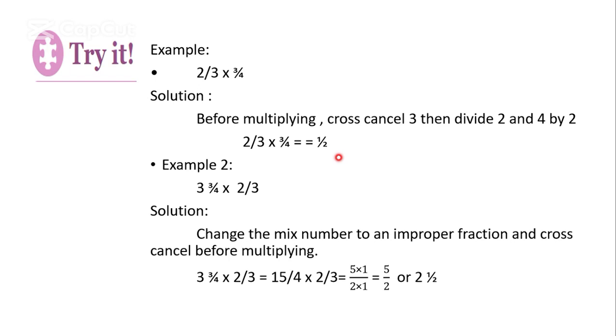Okay, as I said earlier, if you were not to use cross-canceling, you just jump to the third process, multiplying directly the numerators and the denominators. 2 times 3 is 6. You got 6. Then 3 times 4 is equal to 12. 6 over 12. It is not simplified yet.